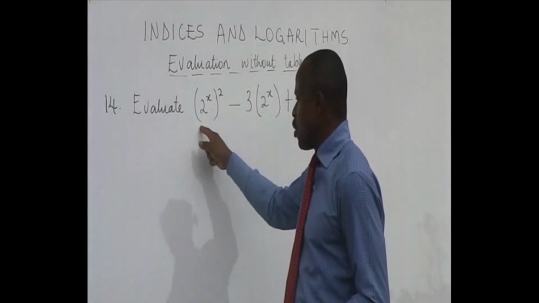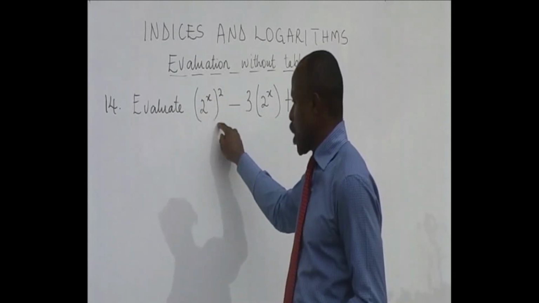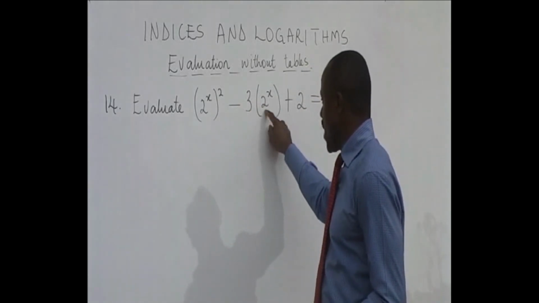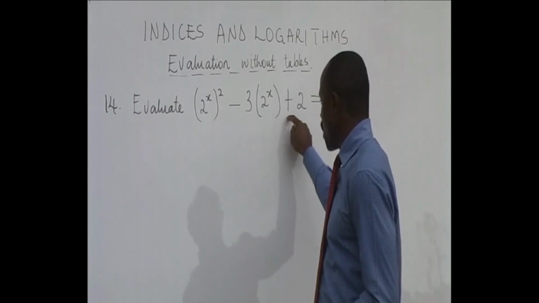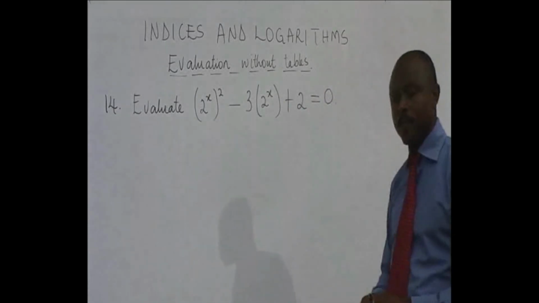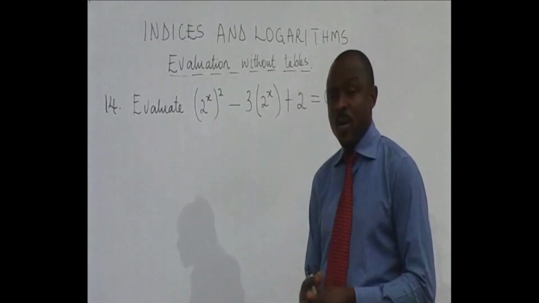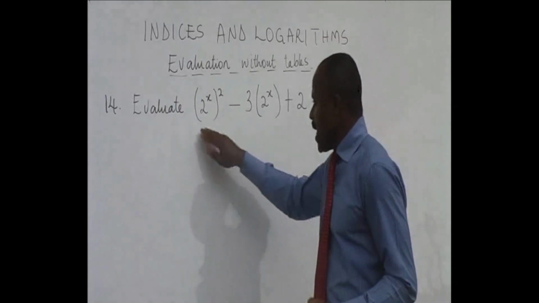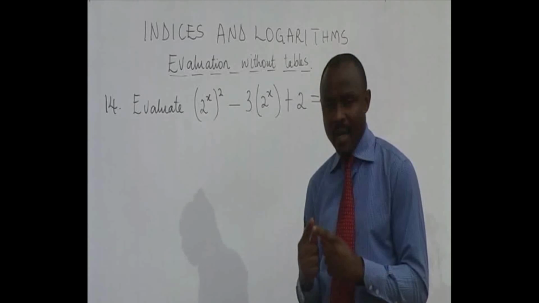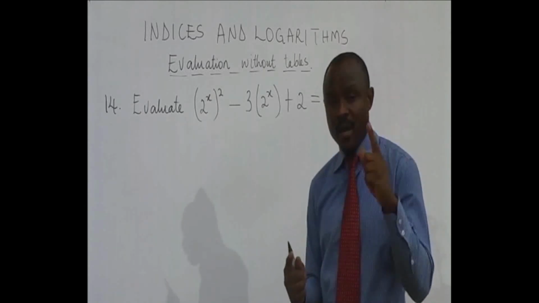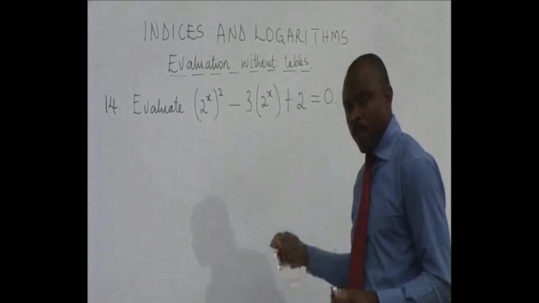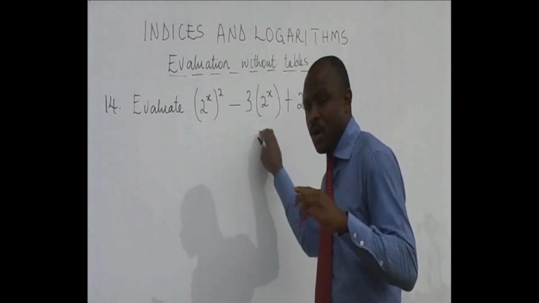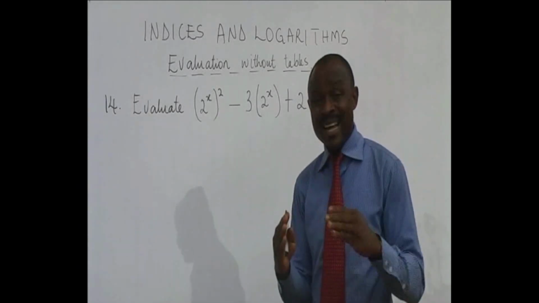Evaluate (2^x)^2 minus 3(2^x) plus 2 is equal to 0. This is the type of questions you get in your external examinations. The truth is that this expression, there is no formula obtainable anywhere to decode it. What you do is you try to shift it from its nature to the nature of an expression that has a formula.